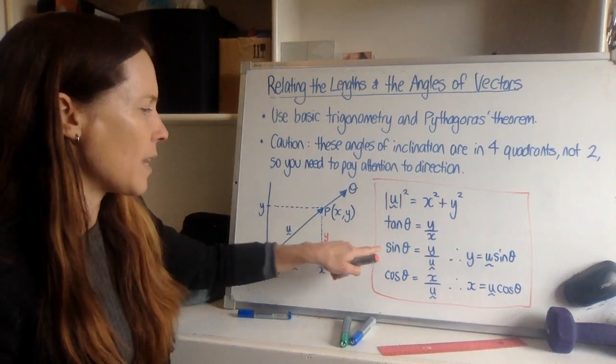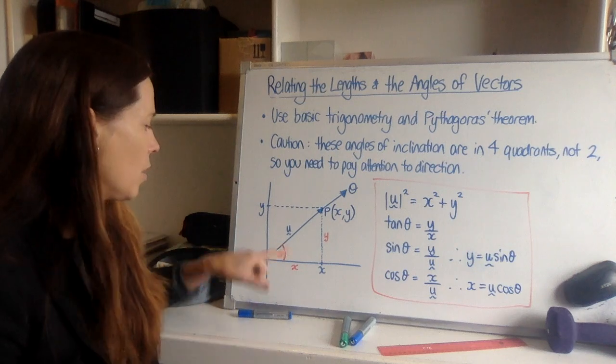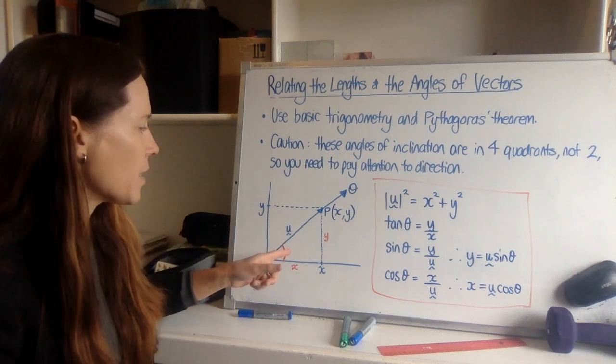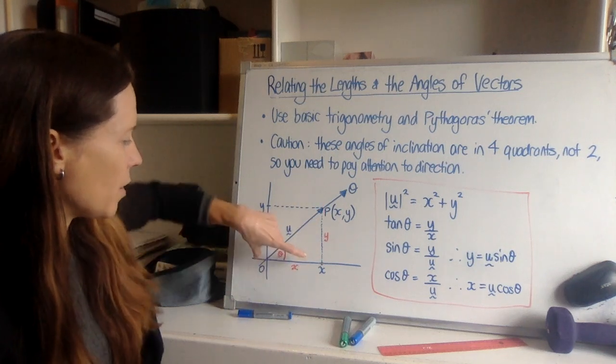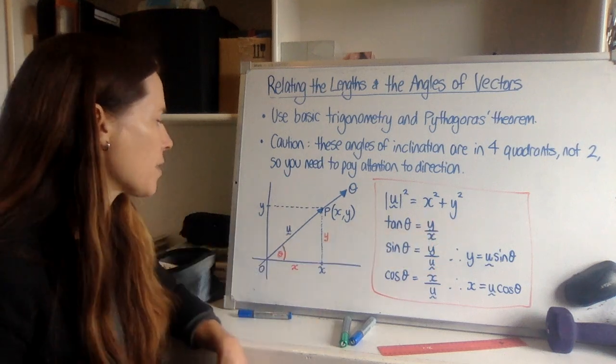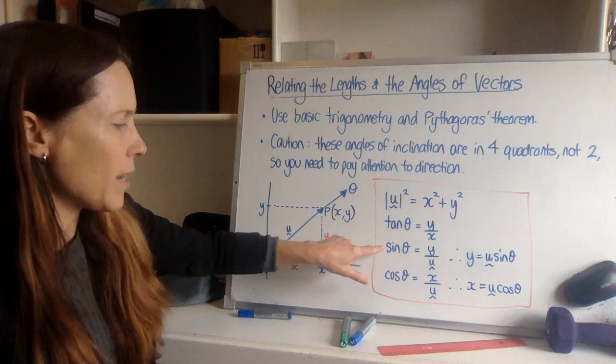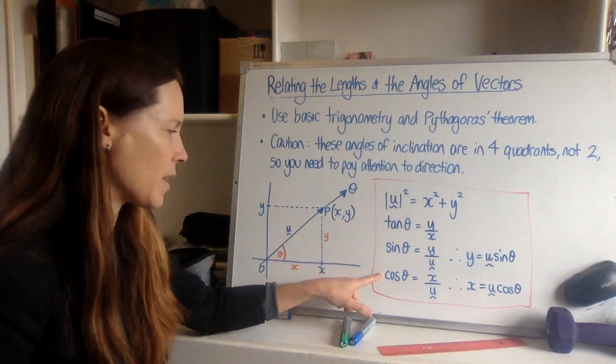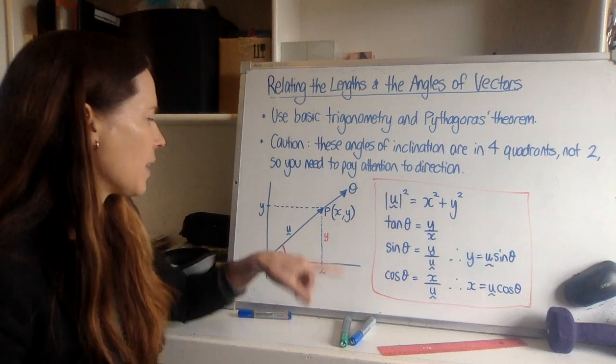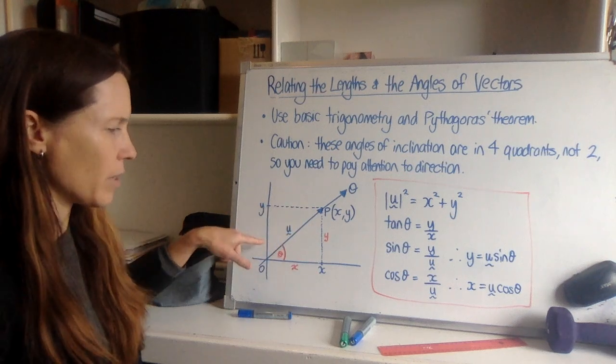Now we can take the tan, sine, or cos of this angle theta. Now if we take the tan of theta, we're just going to get opposite over adjacent, y over x, and that will be the coordinates of your point. When we take sine or cos of theta, what we're going to find is that we get something over the vector itself.